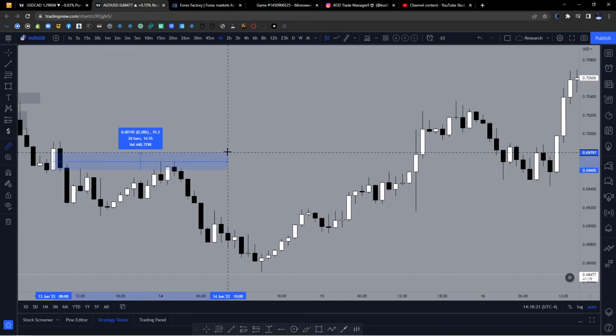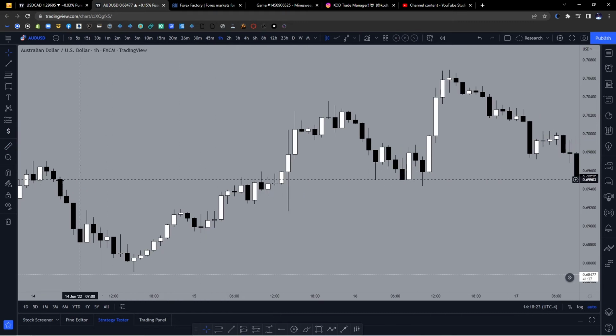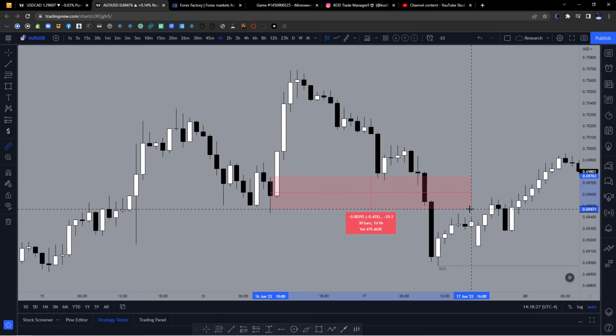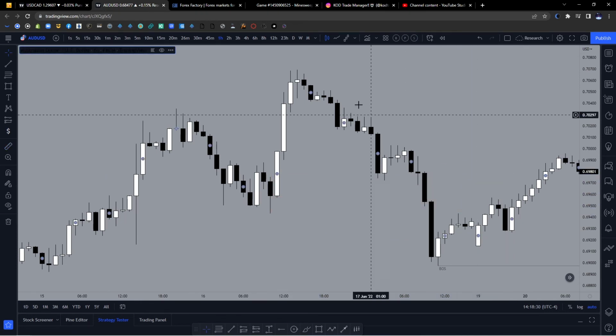Notice how we also mitigated this order block here, used this one here as a breaker block, rejected it, came back and retested it. Same concept over here, and back to the video.